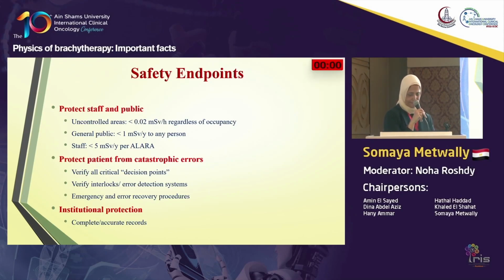Protecting the patient from catastrophic error is also a safety endpoint. You have to make sure that every step you go through in treatment with the brachytherapy machine, you check and verify all critical decision points, and verify interlocks regarding the afterloader machine, and emergency and error recovery procedures. You have to make your plan for emergencies if any accident happens, like the source getting stuck inside the transfer machine or inside the patient. This is a very big issue.